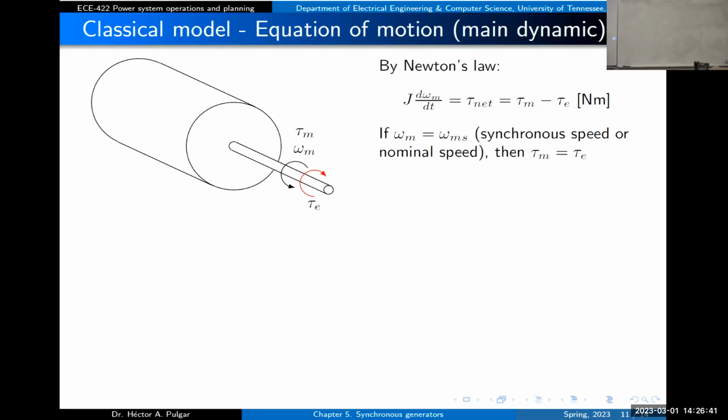By Newton's law, this is the equation we have. This is the constant of inertia you study in physics, multiplied by the acceleration, the derivative of this angular speed in time, and this must be equal to the net torque. By definition, the net torque is Tm minus Te. So if the system is operating in a steady state and this mass is rotating at nominal or synchronous speed, then omega m will be constant. If this is constant, this derivative will be zero, the net torque will be zero, and the mechanical torque and the electrical torque must be equal.